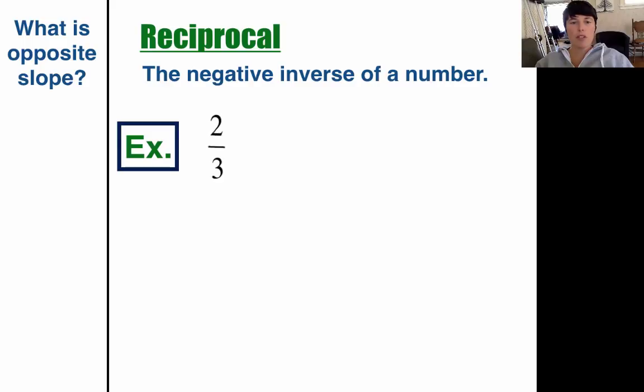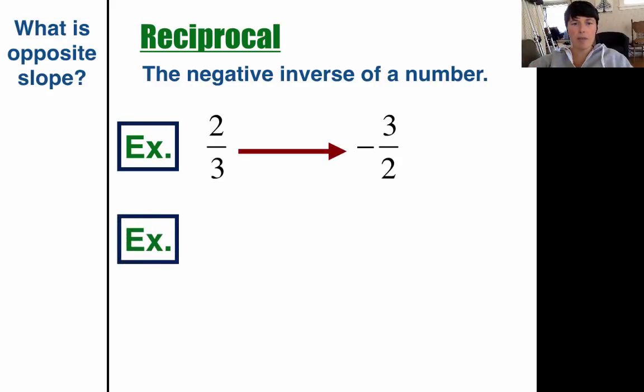If I had a line with a slope of 2/3 and I said find the reciprocal, find the opposite slope, the opposite slope of 2/3 would be to flip it and say 3/2. But I would also have to change it to a negative. So it'd be negative 3/2. That would be opposite slope or reciprocal slope.